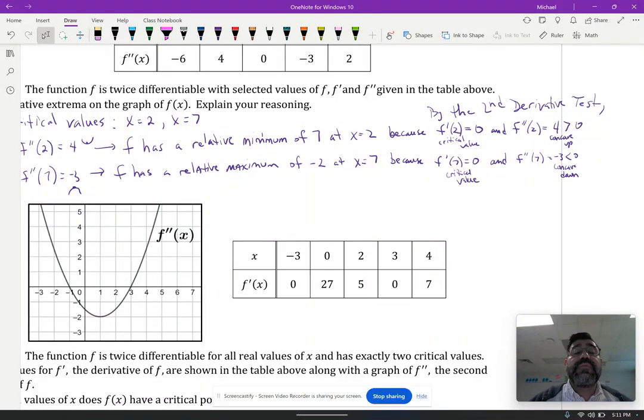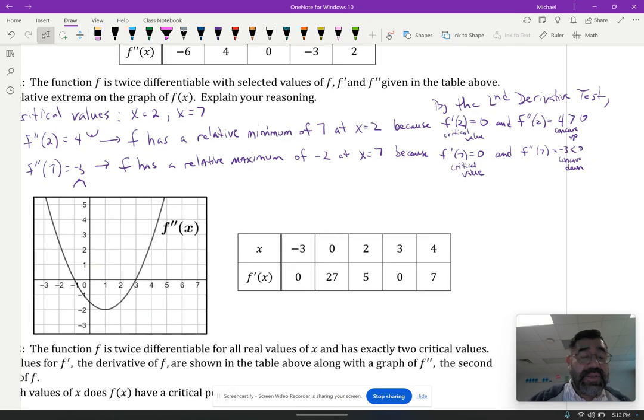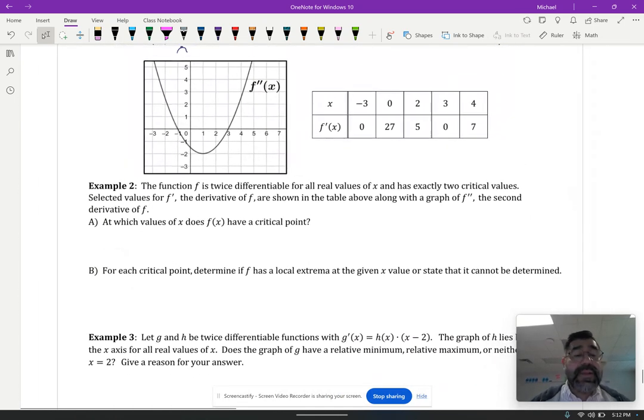But again, we're using the second derivative test for relative extrema: find critical values, check those critical values in the second derivative to determine the concavity, because if the second derivative is negative, then the function is concave down. I know that I have a relative maximum, and conversely with relative minimums. Okay, we'll do one more and then we'll pause.